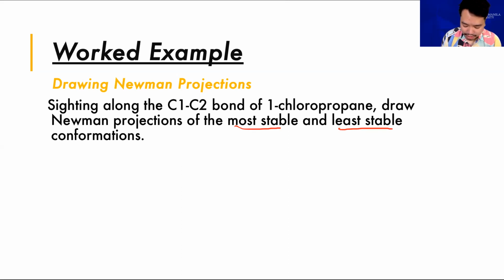First things first, you have to translate the IUPAC name into a structure. So 1-chloropropane. Parent chain, propane means how many carbons? Chat box, 3. Tama. 1, 2, 3. Okay. 1-chloropropane means on carbon 1, we will put a chlorine. So can I do this? No. Bakit no?